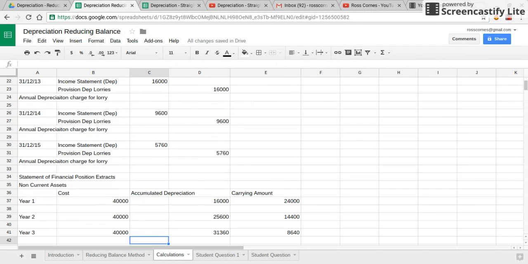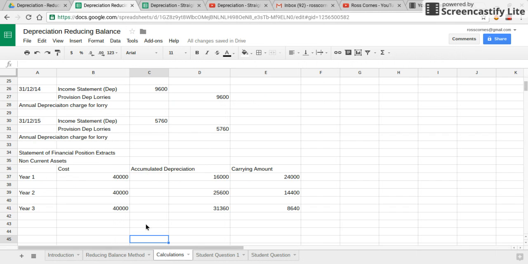What's it going to look like in the statement of financial position? Well, as last time, you've got the cost, the accumulated depreciation, and the carrying amount. The cost is always going to be 40,000. The amount of accumulated depreciation is increasing, but more slowly year on year, because we've used the balances carried forward from the provision for depreciation account. What's happened to the carrying amount is that it's fallen quite quickly in year 1, a little bit more slowly in year 2, and even more slowly in year 3, and it would carry on falling, but by a smaller amount each year.